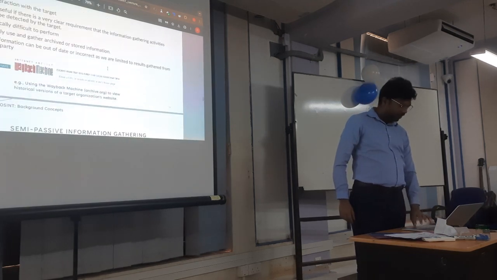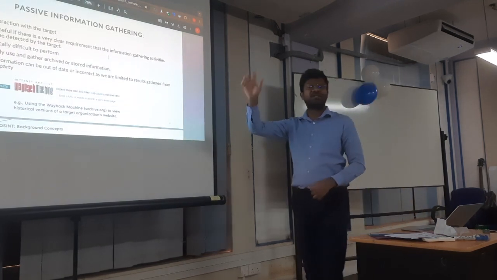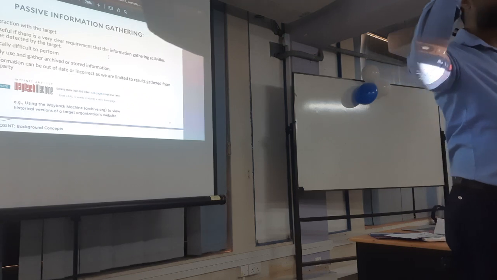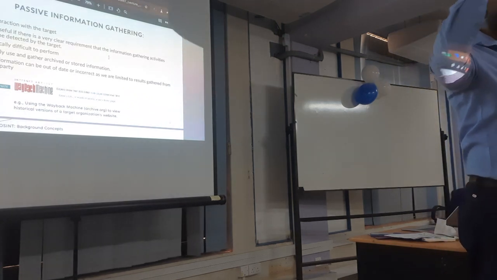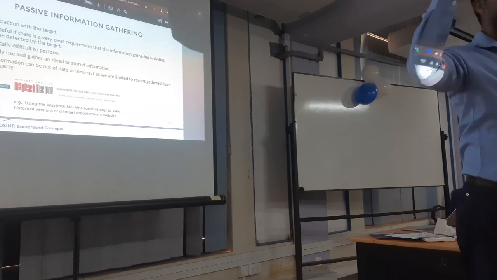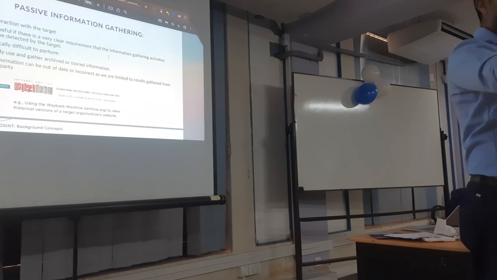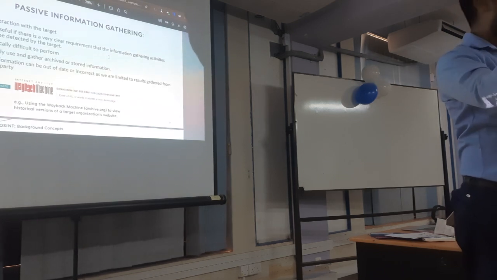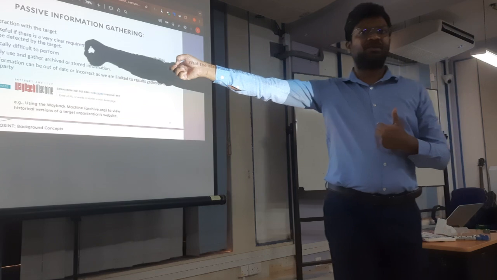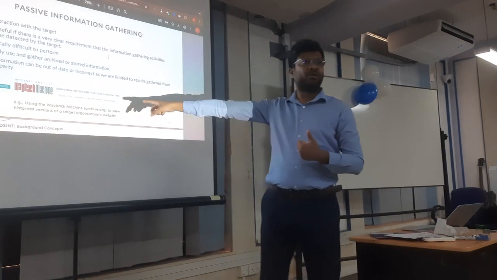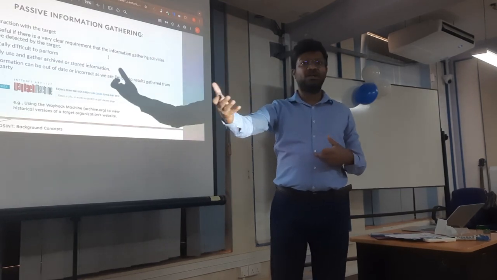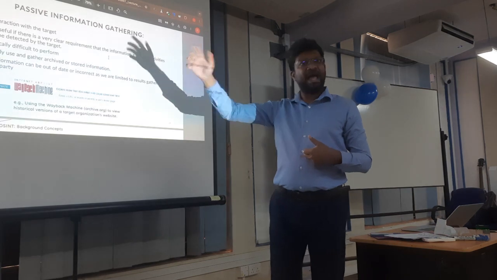Now there are other categories: passive information gathering, semi-passive and active. The key point: passive is without target knowledge. You have the target, and you're going to find information without directly interacting with the target. For example, the Wayback Machine. If you put in www.google.lk, it will give you information about it without interacting with it. Active is the other side.